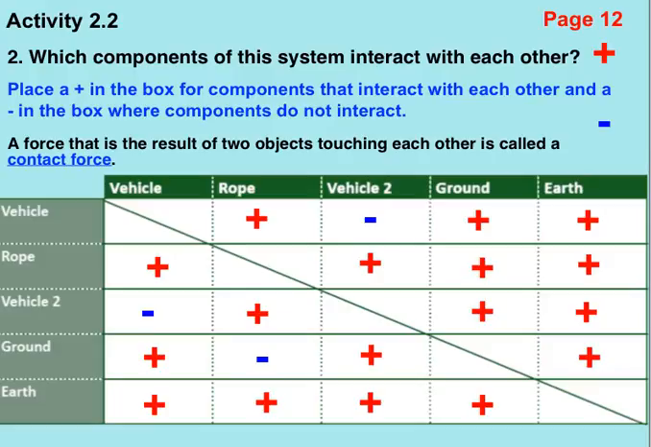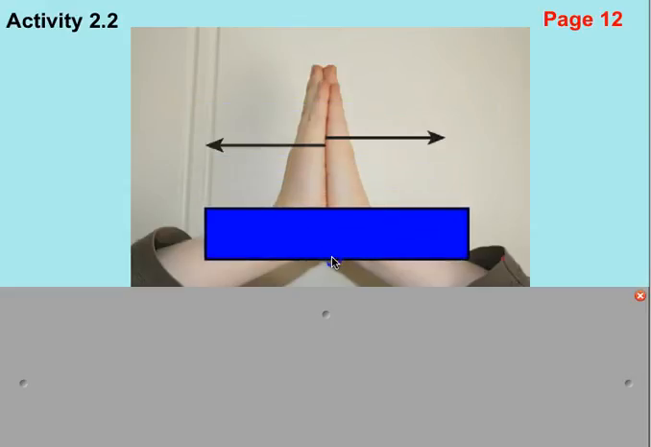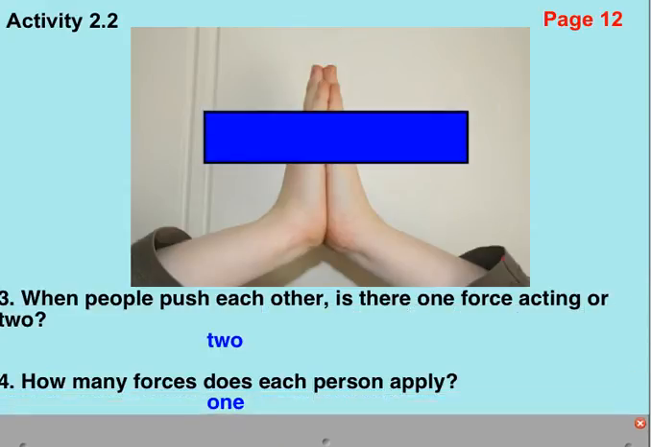So let's start going through the questions. Question number 3 says, when people push each other, is there one force acting or two? So what do you think? Two people pushing each other's hands? Well, if you push one way, they're pushing the other way. Absolutely. So when people push each other, is there one force or 2? There's definitely 2. How many forces does each person apply? Each person applies their own force, so they each apply one force.